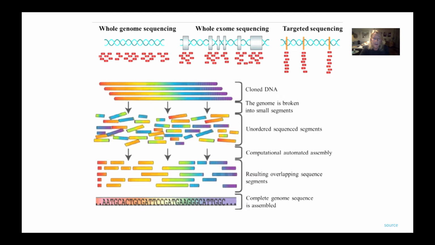And you can see on the bottom here that we have steps, and it starts with the clone DNA, and then it's broken into small segments, and this is really key. And those are unordered sequence segments. So you can think of them as slightly bigger pieces of a puzzle, and they have to be put back together. And notice on the bottom the resulting overlapping sequence segments. This is really a key in understanding the pipelining needs, that you don't have just 3 billion letters laid out in a row. You have these segments that have to be aligned and assembled.